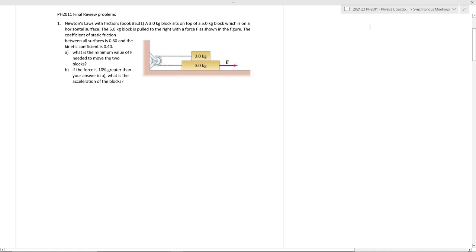And the question is, what is the minimum value of F needed to move the two blocks? And if the force is greater than that minimum by 10%, what is the acceleration of the blocks? So I chose this question because this gives us a good opportunity to practice with our summing forces and doing free body diagrams. And so that's where we're going to start.